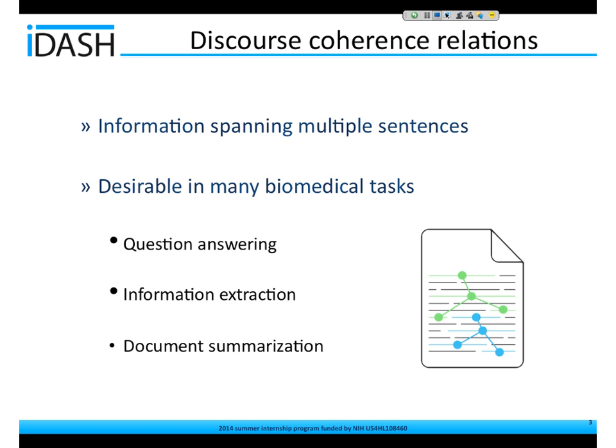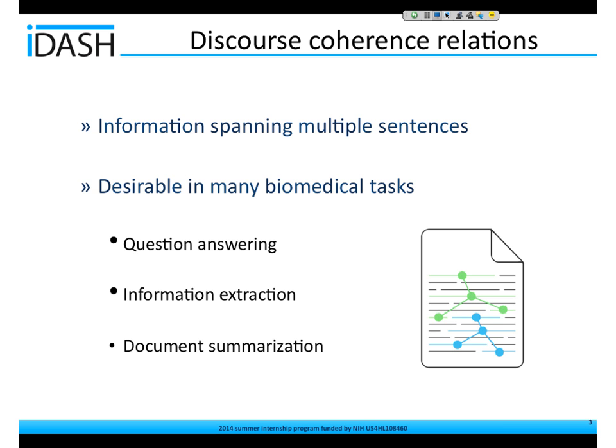So one problem that is very difficult but also very desirable in biomedical language processing is extracting discourse coherence relations, which are pieces of information that span multiple sentences. This is desirable in a lot of biomedical tasks, including question answering, information extraction, and document summarization. And if you think back to Cece's talk, where she mentioned problems extracting information spanning multiple sentences, this could be a potentially useful approach to that.